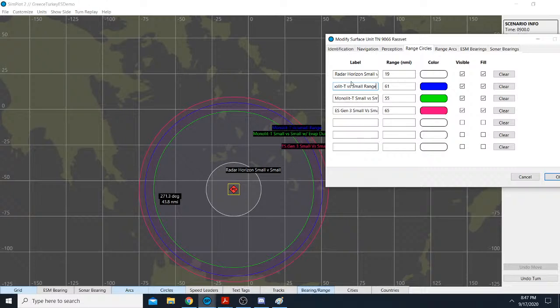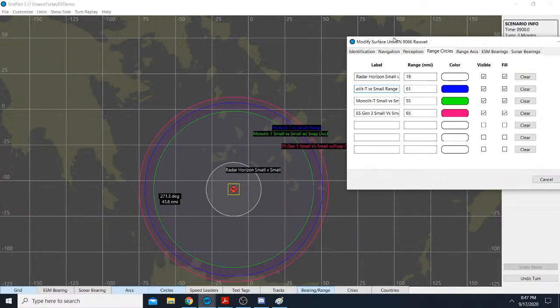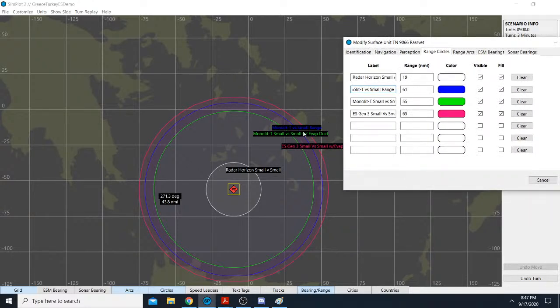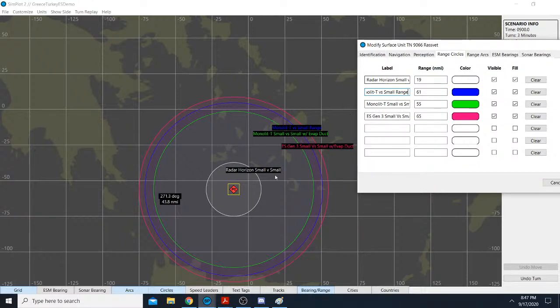What I wanted to show you was that in this case, the evaporative duct reduces the potential maximum range of the monolith T. You see that? So if he was active and it fell within that blue circle, then he'd only get a line of bearing, correct? He wouldn't get all the other information.